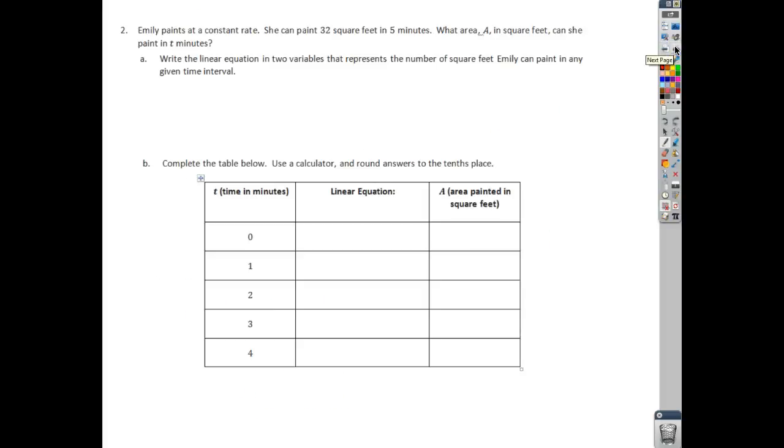Number 2, Emily paints at a constant rate. She can paint 32 square feet in 5 minutes. What area in square feet can she paint in t minutes? So we're doing square feet compared to minutes, area compared to the time. And we know that that's going to be equal to 32 square feet in each 5 minutes.